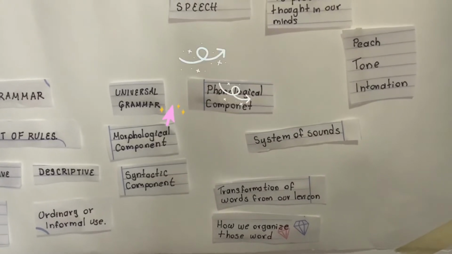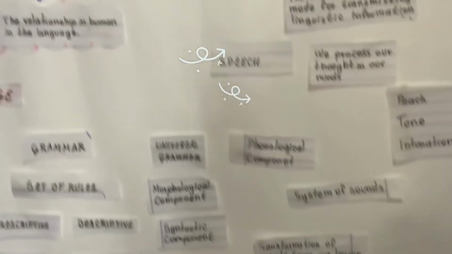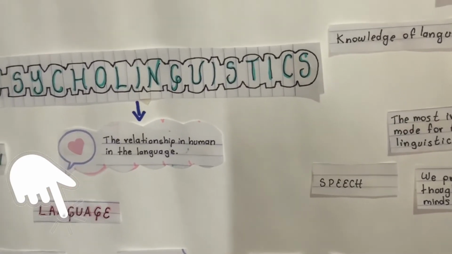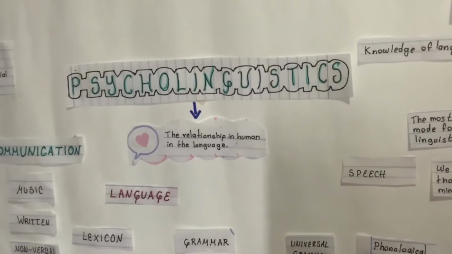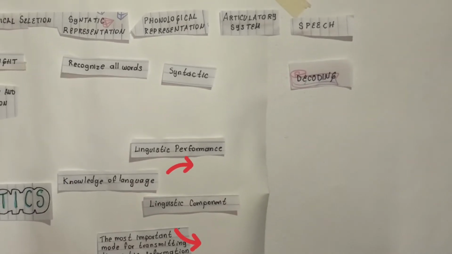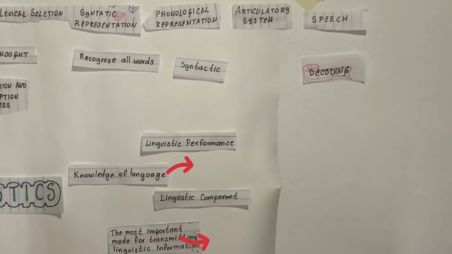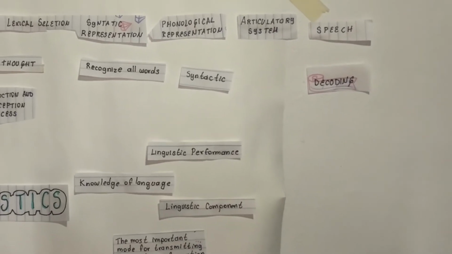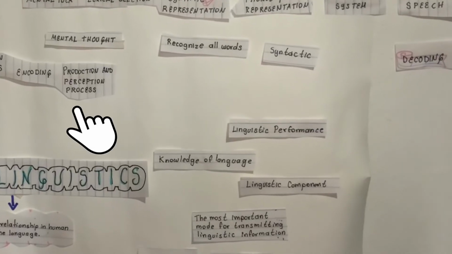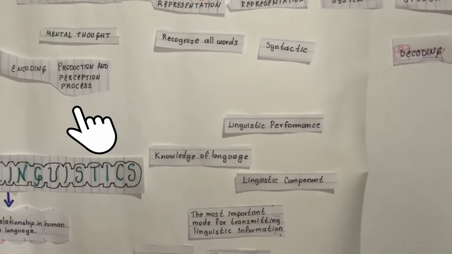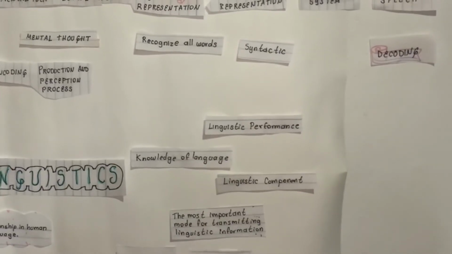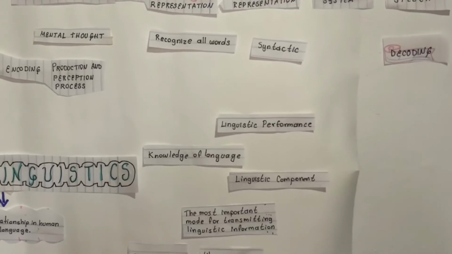But also, a language is called linguistic competence, but it cannot be a linguistic performance until we do it. For linguistic performance, we need the production and perception process. This process, which is a complete system, first involves encoding.